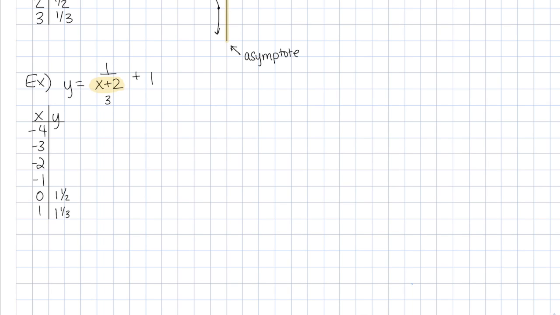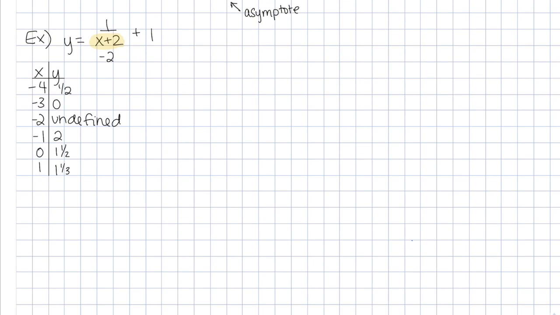Okay. So if we plug in -1, then we get -1 plus 2 is 1. 1 divided by 1 is 1, plus 1, and we get 2. When we plug in -2, we said that's undefined. When we plug in -3, then we get -1 on the bottom. 1 divided by -1 is -1. Add 1, we get 0. If we plug in -4, then we get -1/2 plus 1 is +1/2. All right, so now we can go ahead and draw this.